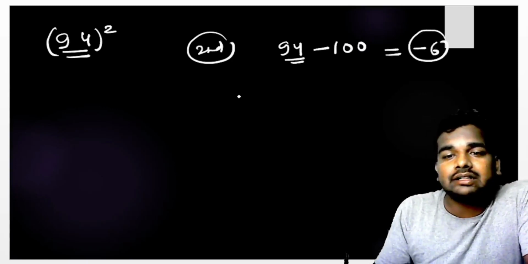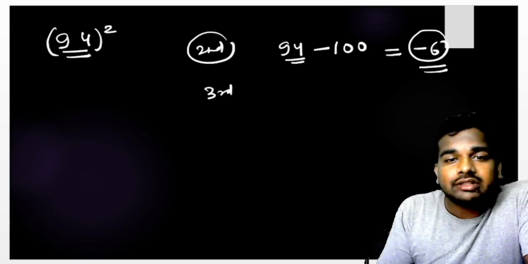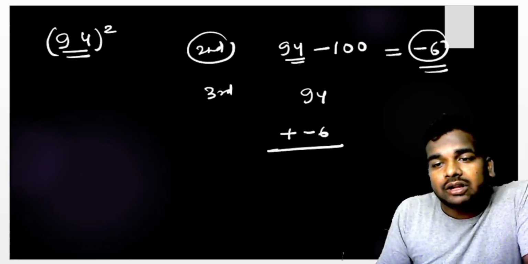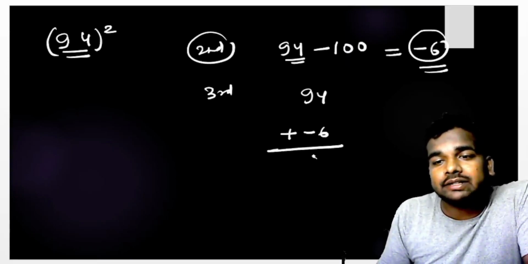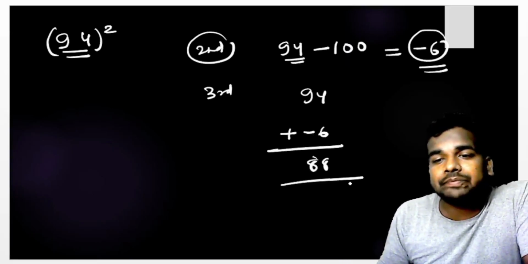The third step is to add this minus 6 to 94. Means in the third step we add 94 with this minus 6. How much do you get, students? You will get 88.